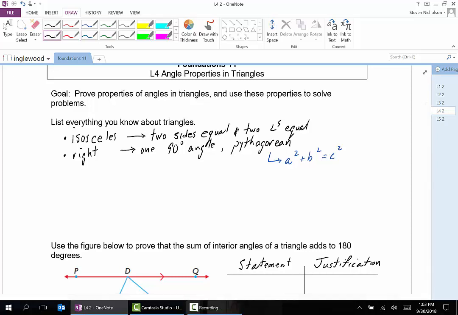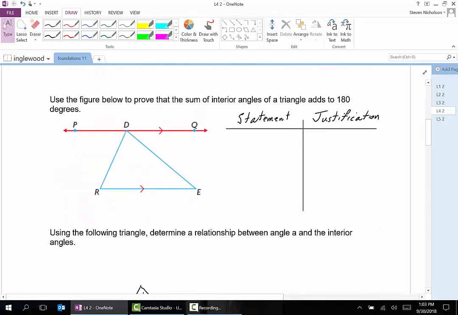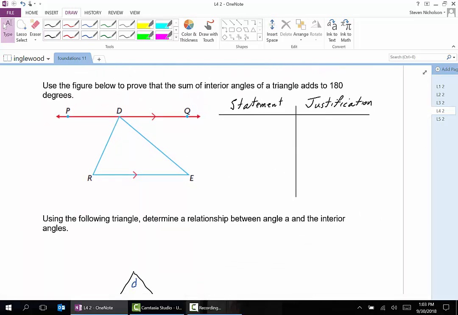And finally, probably the other thing you noted, I mean, you could say acute triangle, obtuse triangle, all those sorts of things. But the other thing I think we all know is that the sum of interior angles of every triangle is 180 degrees. It doesn't matter what kind of triangle, they all add up to 180 degrees. So using these ideas, let's prove something. Let's prove that last statement, that interior angles of a triangle always add up to 180 degrees.